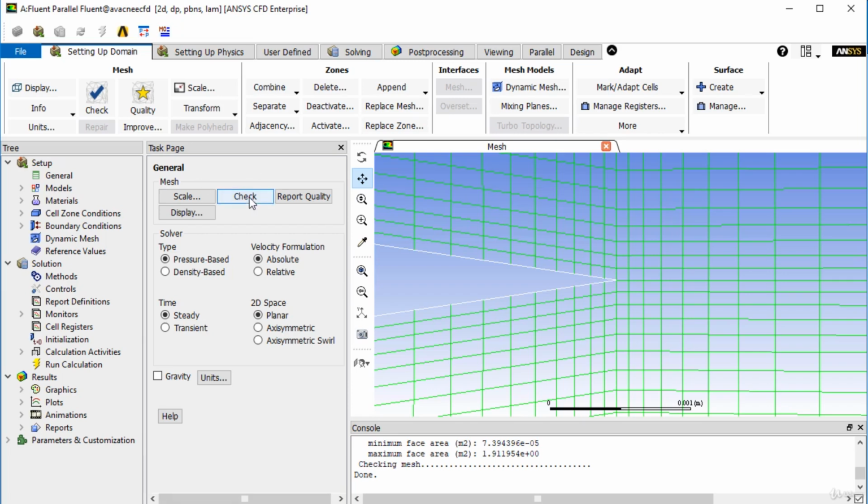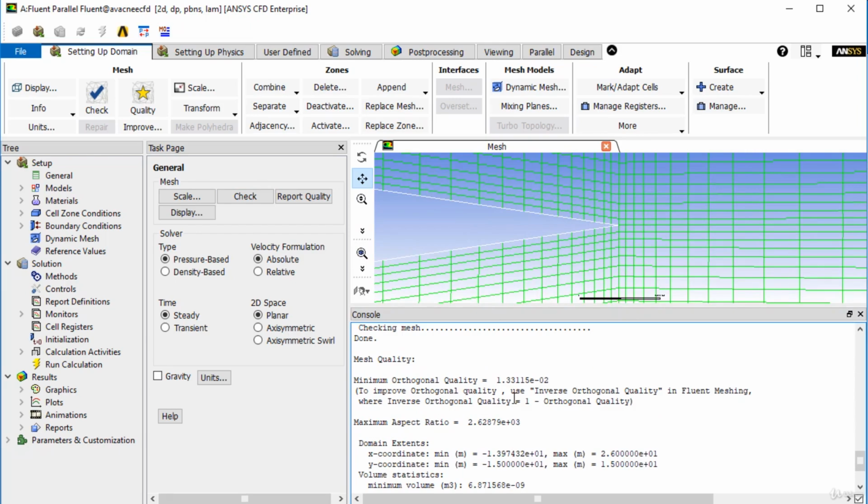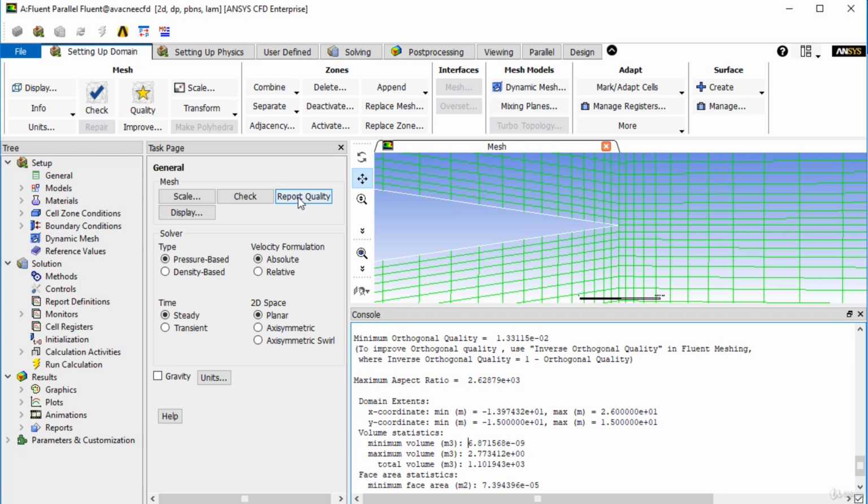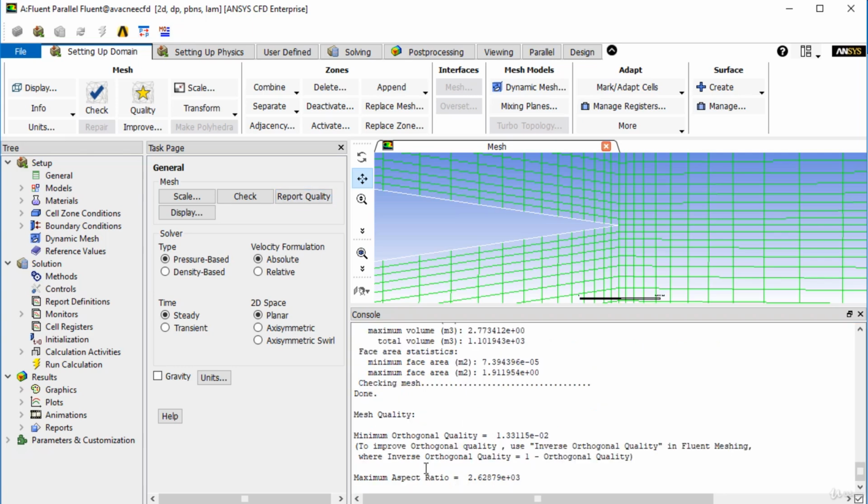So you can see here, if I check the mesh, the minimum volume is 6.8 times 10⁻⁹. And then the second thing is the report quality. So the aspect ratio is 2628.